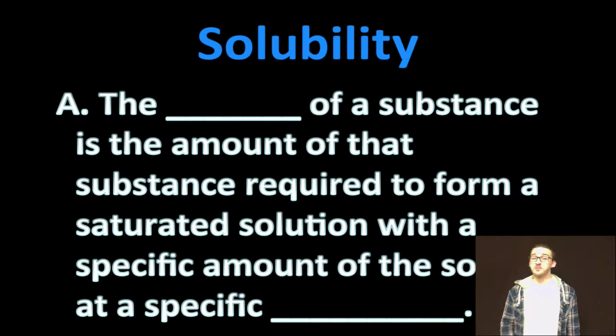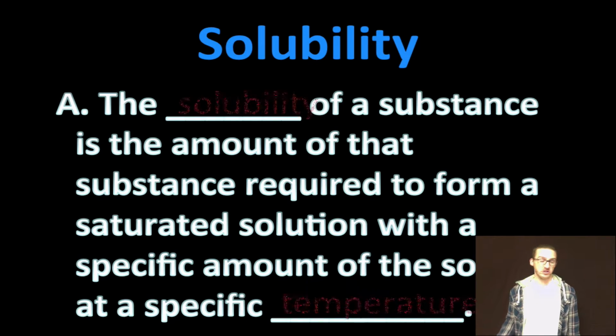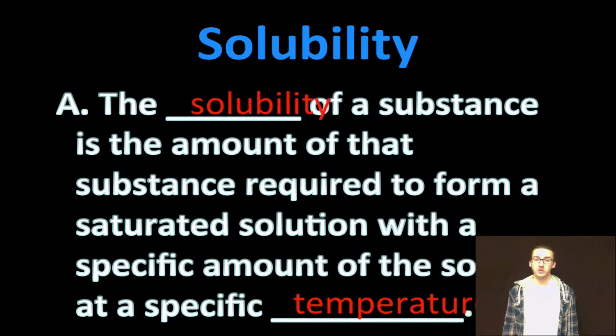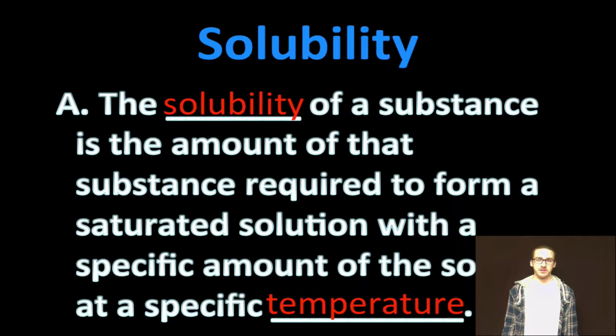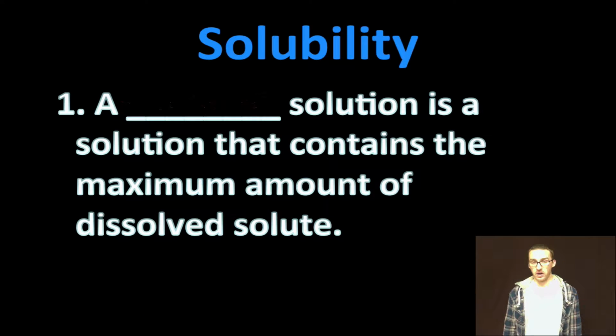Alright, so let's get this party started. When we talk about solubility of a substance, we're talking about the amount of that substance that's required to form what's called a saturated solution with a specific amount of the solvent at a specific temperature. So, some terms to keep in mind. When we talk about a saturated solution, we're talking about a solution that contains the maximum amount of dissolved solute.